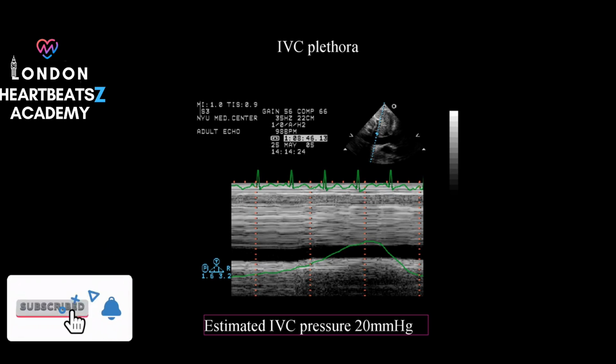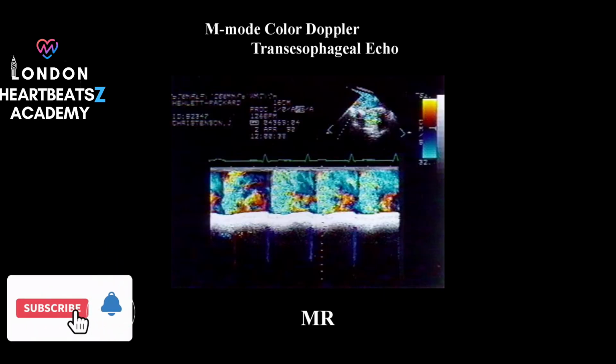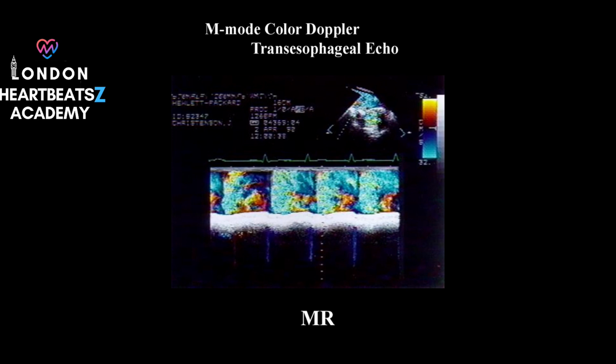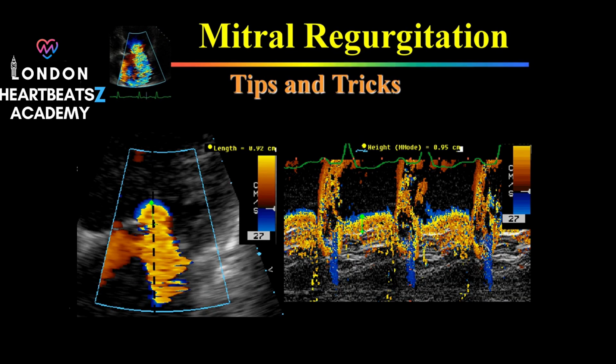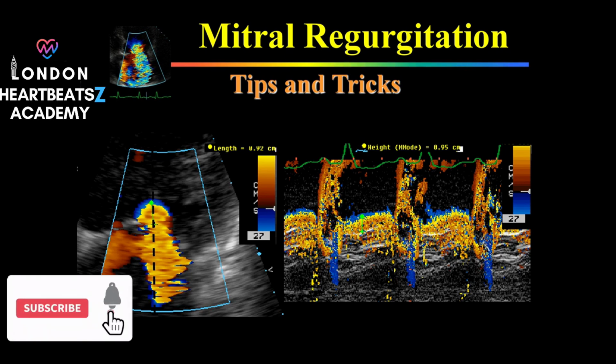M-mode might be a classic technique, but its insights are timeless. It allows us to see the heart in a way that other technologies simply can't replicate. It's like having an extra set of eyes. Or maybe even a superpower that lets you see those hidden details of the heart's movements. Exactly. It's about looking beyond the surface, delving deeper, and uncovering those subtle clues that can make all the difference in diagnosis and treatment. Well said.